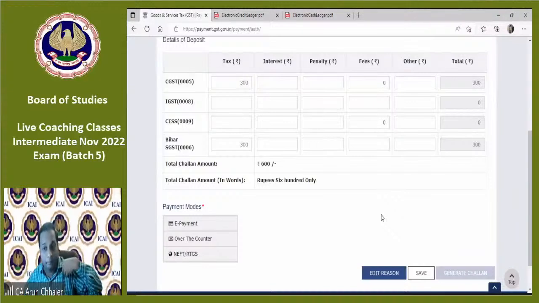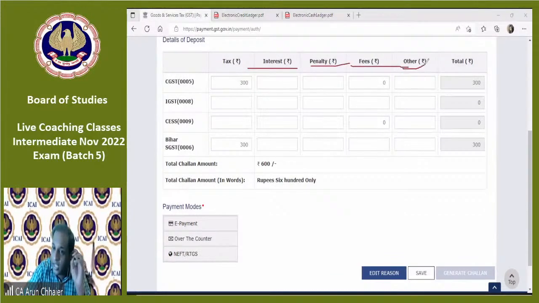So if I am paying through bank account, NEFT, RTGS, OTC over the counter, that will be credited to the credit ledger? No, not credit ledger. It will be credited to the cash ledger. It will be deposited in the cash ledger and you can use the same toward the tax liability, the interest liability or penalty or late fees or any other. Is it clear? Kindly confirm cash ledger is clear. Please do not mix ITC in the cash. Nothing to do with ITC in the cash.